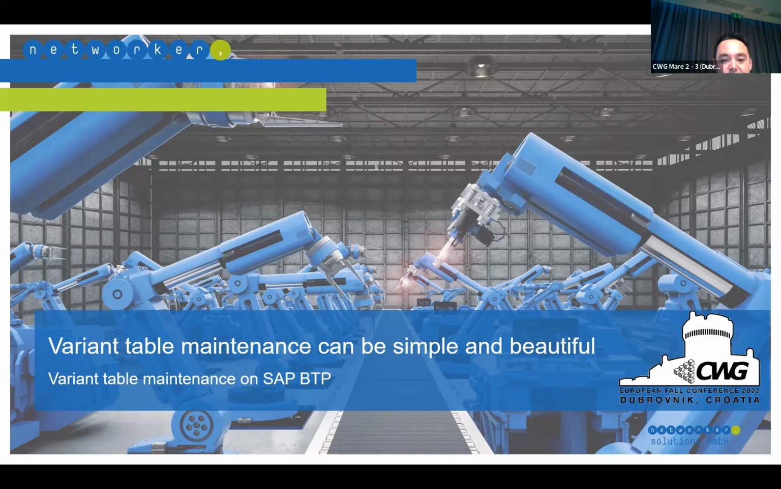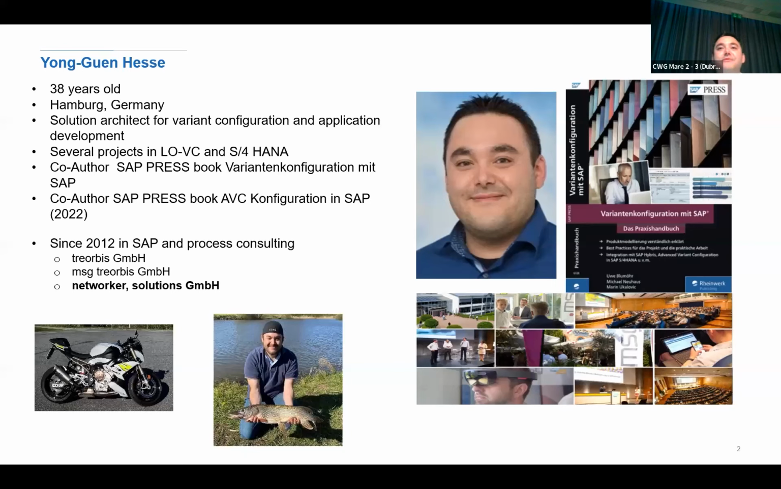First of all, let me see. Okay, I'm 38 years old. I'm from Hamburg. Sorry, that's okay. I'm from Hamburg. I'm a solution architect at Networker Solutions. I'm dealing with variant configuration since 2012. My responsibilities at Networker Solutions are consulting services, but also product development.